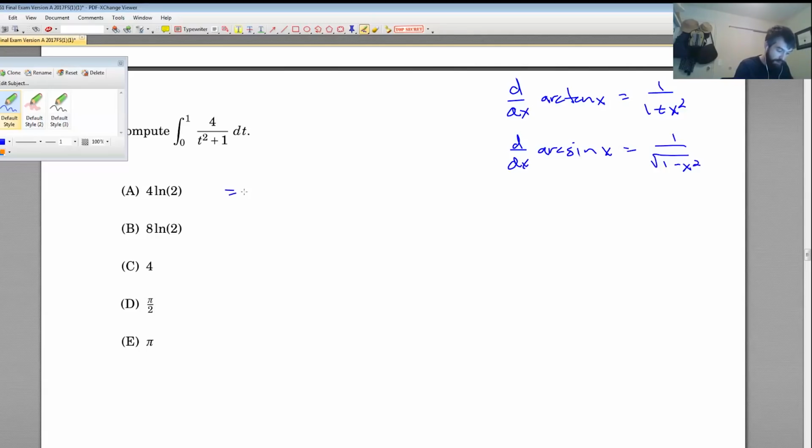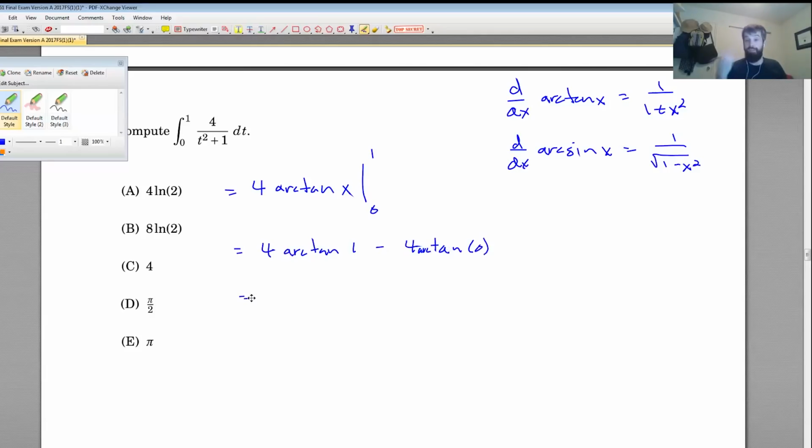So in particular, I am going to say that this is 4 times arctangent of x between the values of 0 and 1. In other words, 4 times arctan of 1 minus 4 times arctan of 0. Well, now this gives a bit of a different question, because I have to know, well, what is arctan of 0 and what is arctan of 1? And this is a useful thing to know as well.